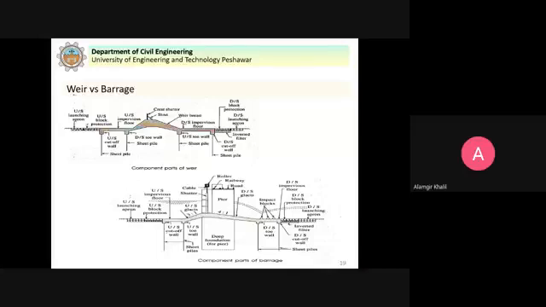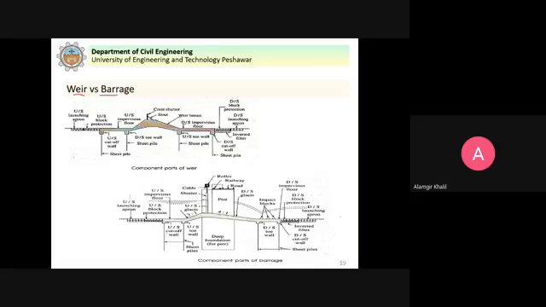When we compare the weir with the barrage, we find the same components upstream and downstream for the weir and the barrage. Diversion headworks.